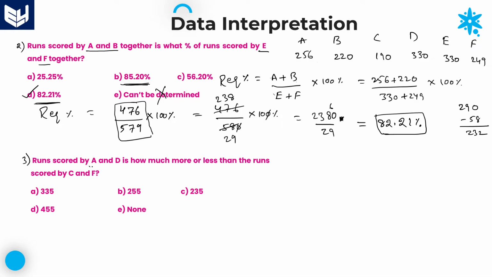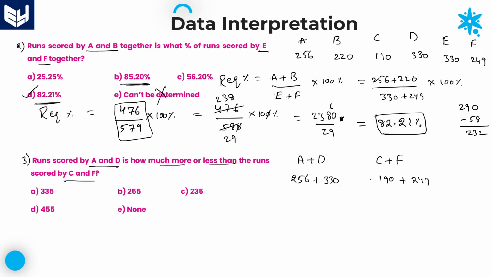Now look at the question number 3. Runs scored by A and D is how much more or less as comparing with the runs scored by C and F. Here runs scored by A and D and runs scored by C and F, that is the thing that we need to talk about. Here the runs scored by A 256, D 330, whereas coming to C is 190, F is 249.